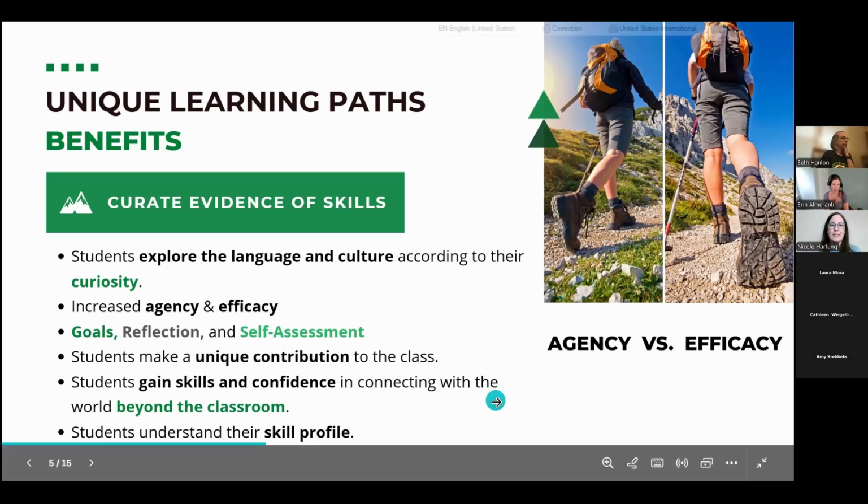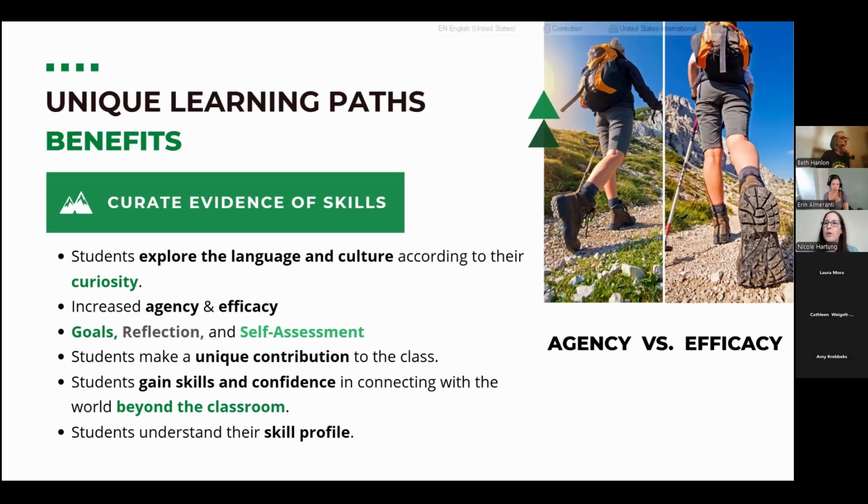Students also gain skills and confidence. We talked about that. But in particular, in connecting their target language to the world beyond their classroom. Wouldn't it be nice if we could just scoop up all of our students and take them somewhere to the target culture or where the target language is spoken? We can't always do that, right? But we can connect them using Voces in one way or another.